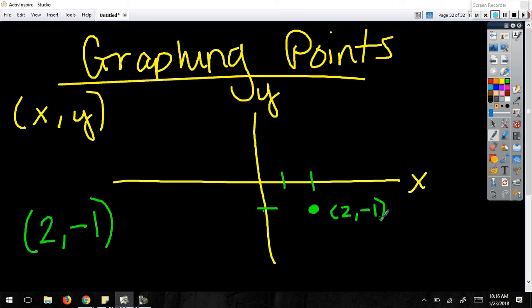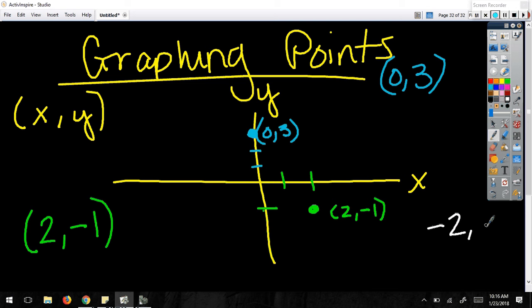How about if I wanted to do 0, 3? You stay on the Y and you just go up 3. Easy enough? Can everyone in here graph any point that I give you? I want to make sure before we start graphing lines. Even if they're both negative? -2, -3. Back 2, down 3. Everybody feels good about that?